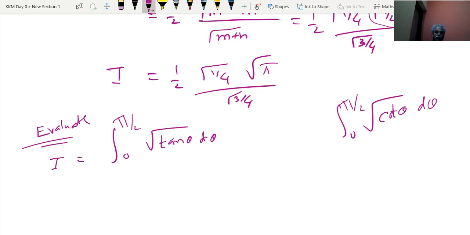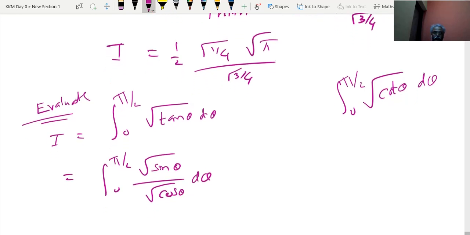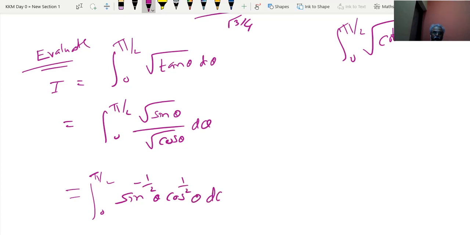Now, this can be written as integral 0 to pi by 2, square root of sine by square root of cos. So nobody will disagree. And this can be again written in terms of sine raised to half, cos raised to half. Or if you allow me, I'll write it as integral 0 to pi by 2 sine raised to minus half cos raised to half theta d theta.